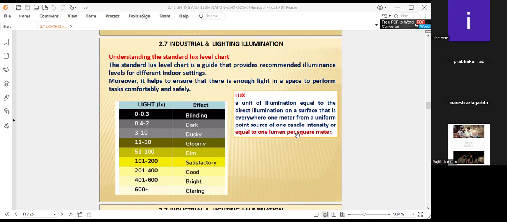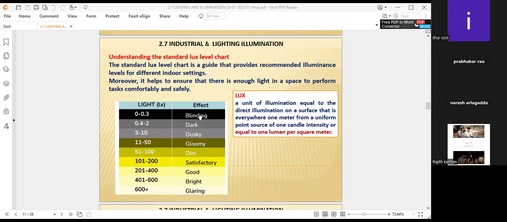That we have to see in the form of lux: 1 lumen per square meter. In 1 square meter, it is the distribution of light in lumens. For example, if light of 0.03 lux is there, blinding will always occur if you see this much light; definitely after some time your sight will be affected.